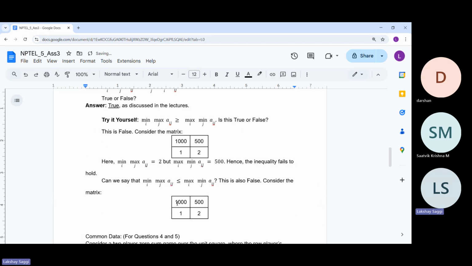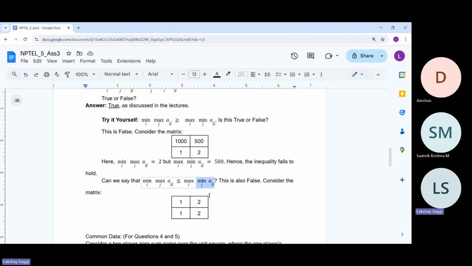Now let's say I change the matrix and I have its entries as something like this: 1 and 2 and 1 and 2. So this is the matrix, both the rows are the same. And now what can we say about this thing? The min max Aij. In the first row, the maximum value will be 2. In the second row, also the maximum value will be 2. So when you take the minimum of this, you will still get a 2. So this term will be 2 for this matrix.